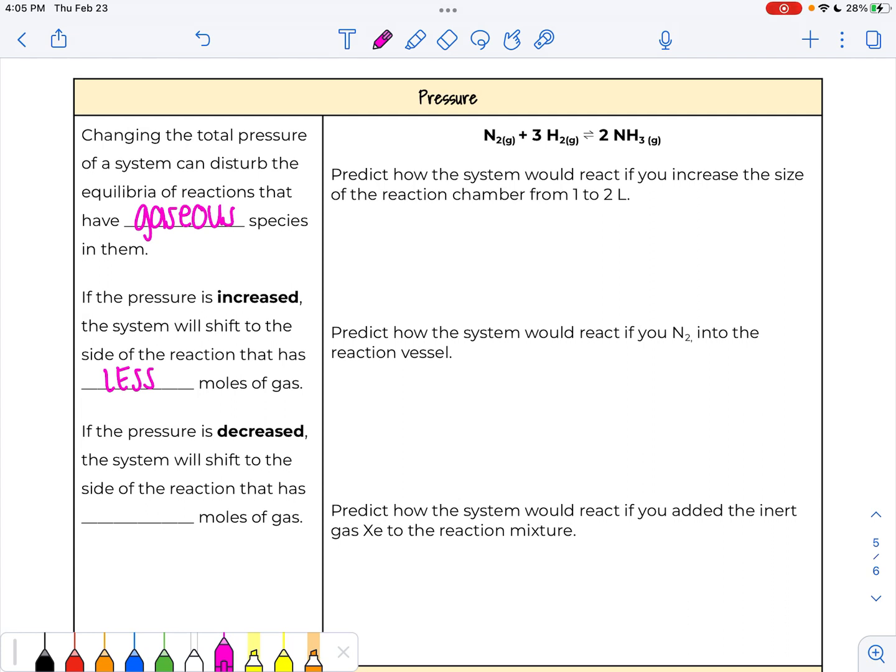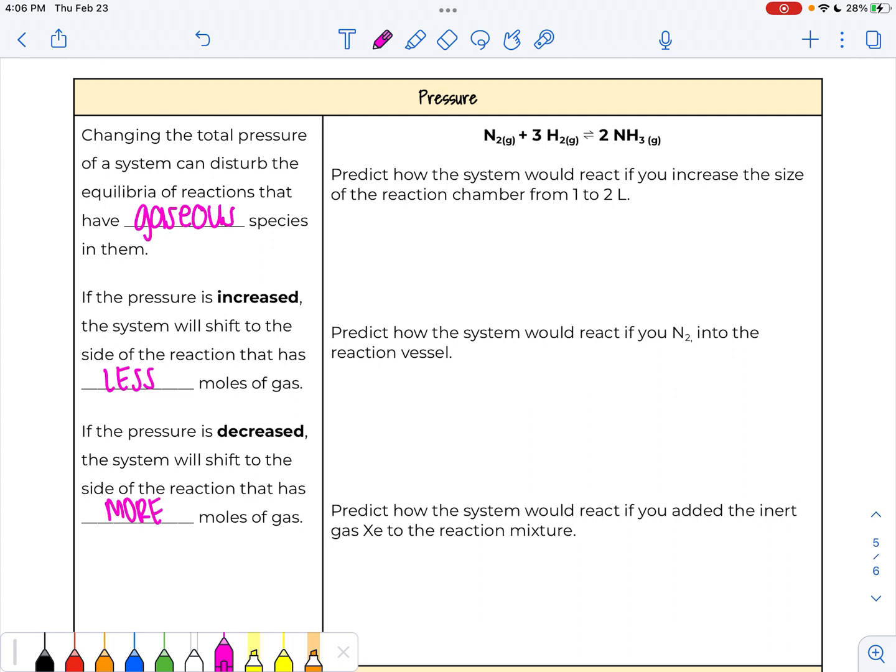Alternatively, if you have a pressure decrease, you're going to have fewer collisions. The system has to correct itself by shifting to the side of the reaction that has more moles of gas, so I can increase those particle collisions again to get back to where I was before.